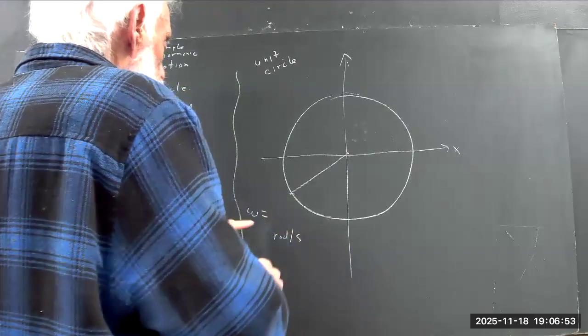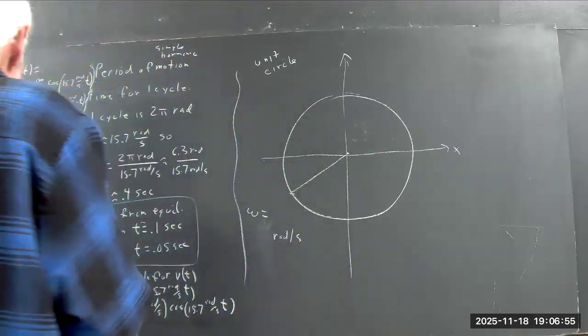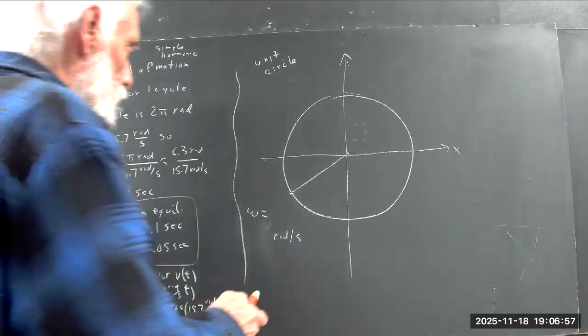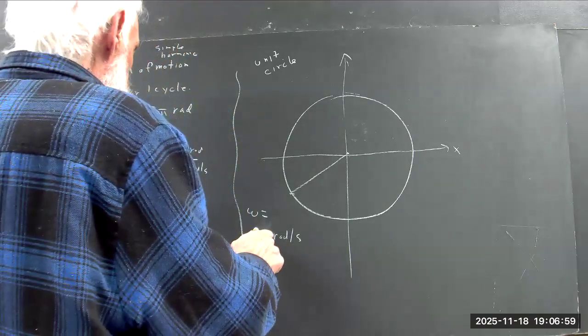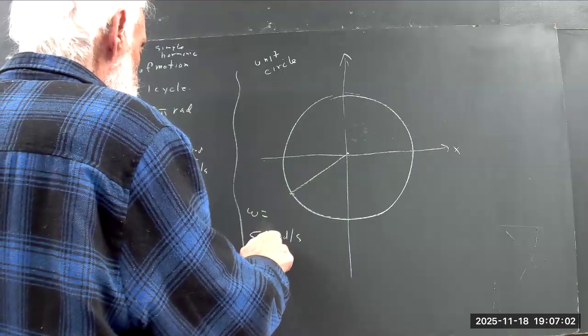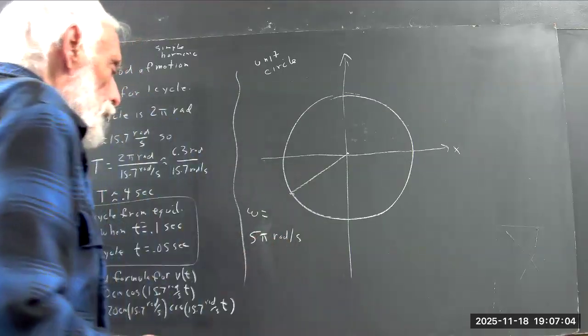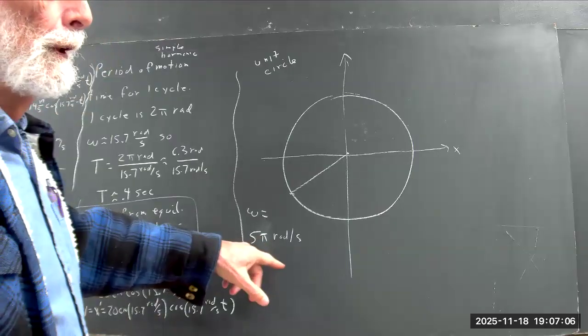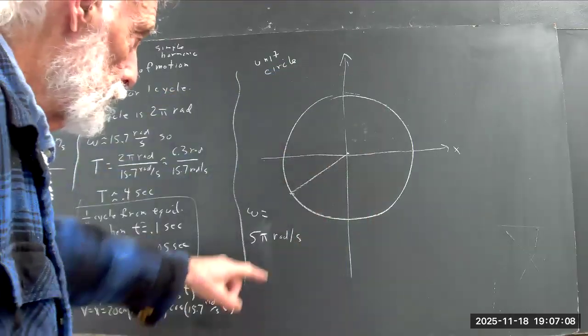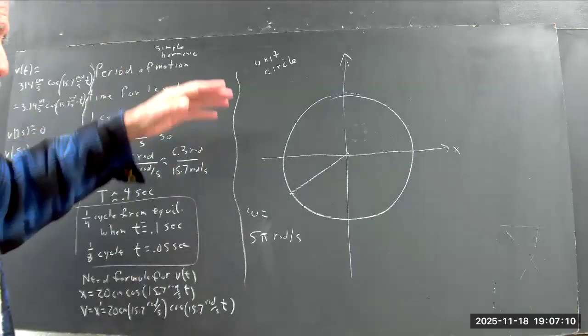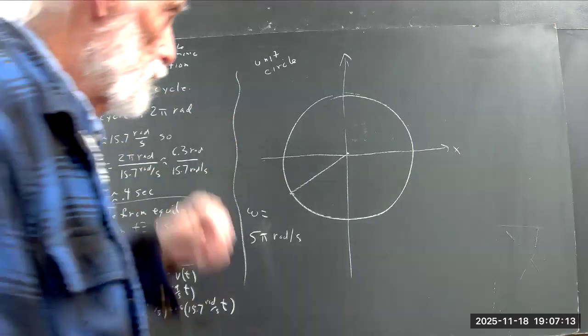You know where I got that pi over 2. It's in at 1.57 there. 5 pi radians per second. That will give us a period of 0.4 seconds, and that coincides with this mass on the spring.